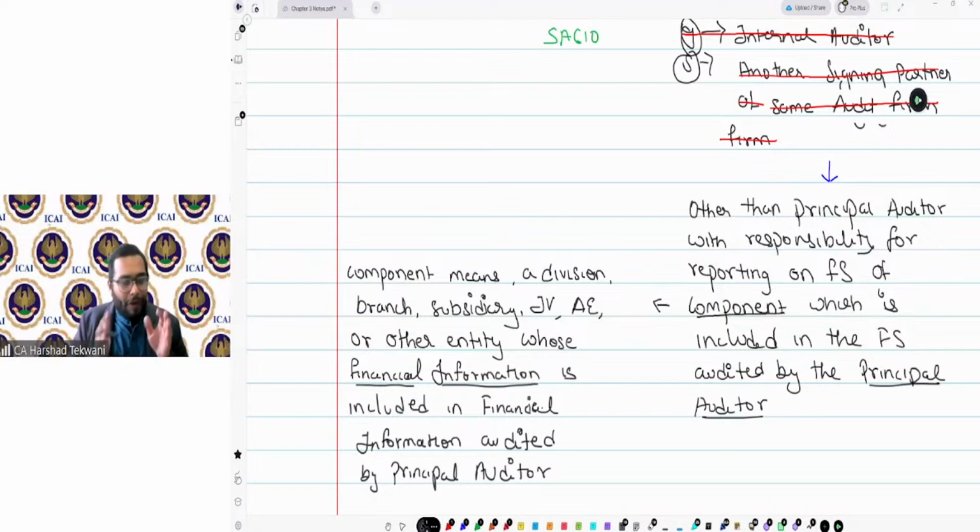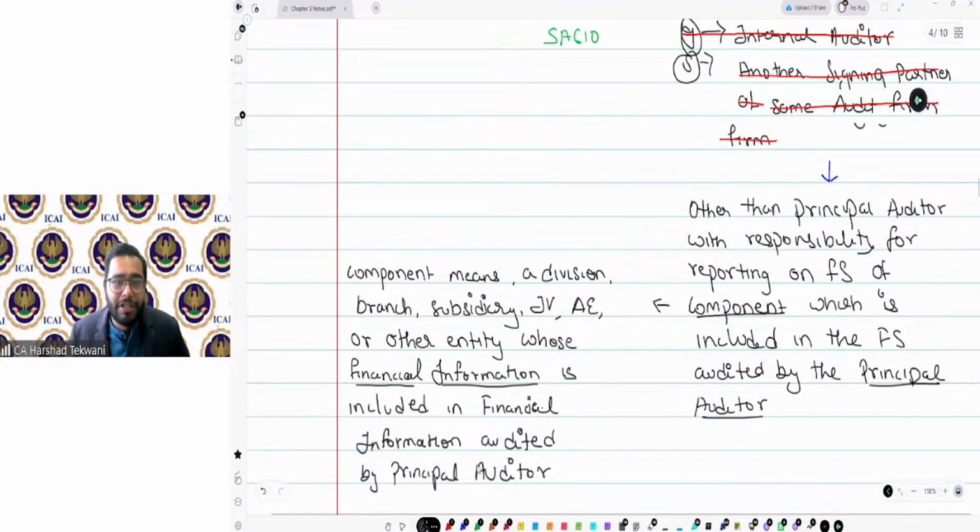Okay. So whenever a division's, branch's, subsidiary's, joint venture's, or other associate entity's financial information is included in some other entity's financial information which is being audited by the principal auditor, in that case, that particular entity will be covered under the component part.